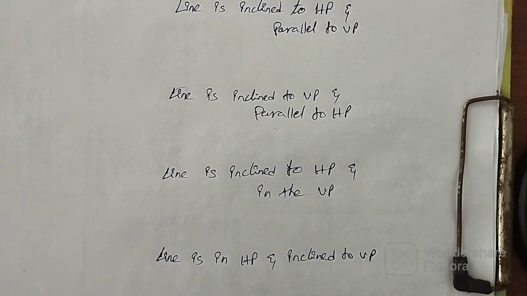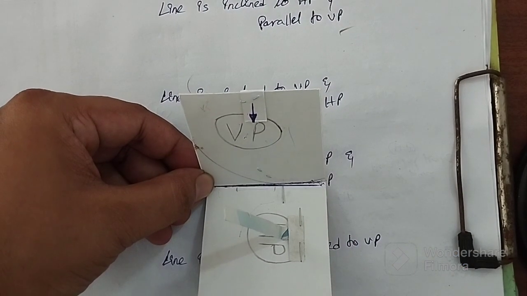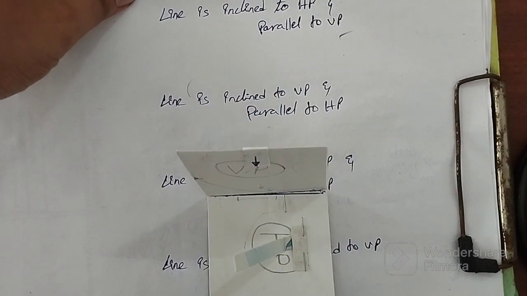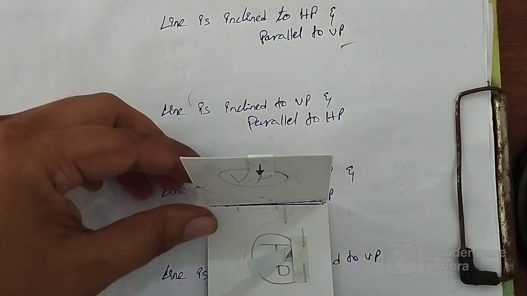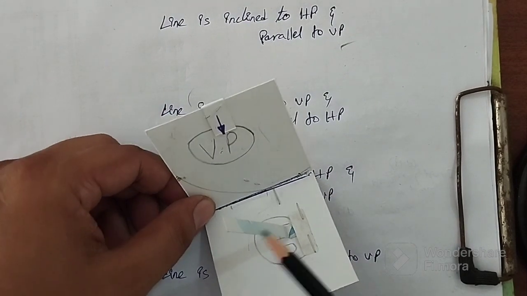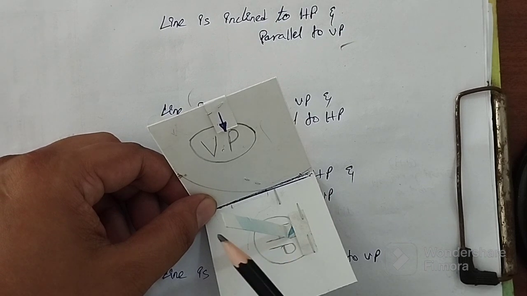So let us begin the first case. See friends, this is the setting which we have done. The question is: line is inclined to HP and parallel to VP. So imagine this a straight line.